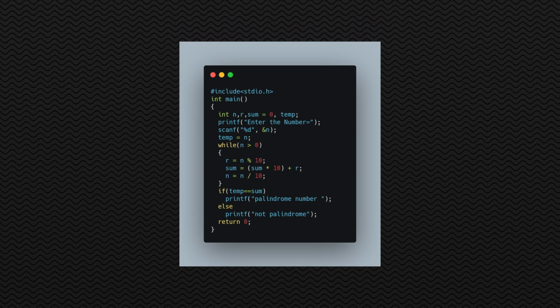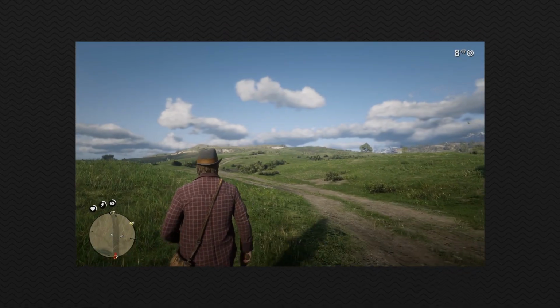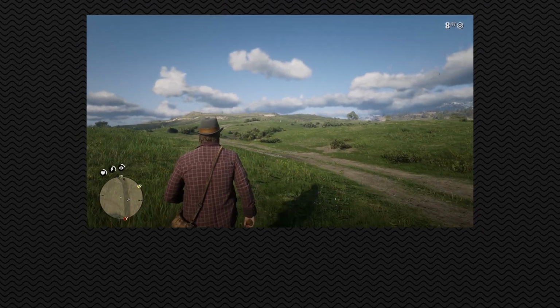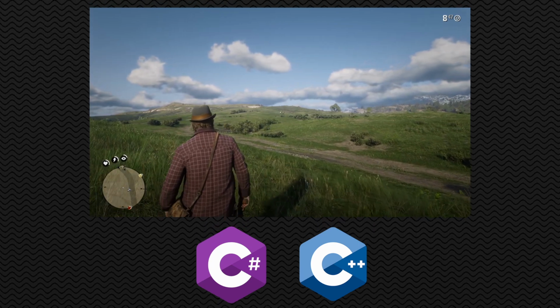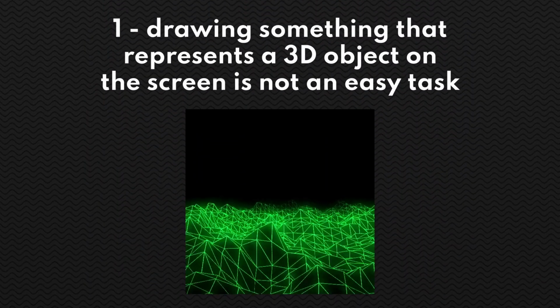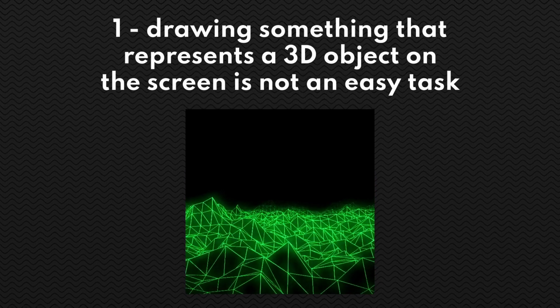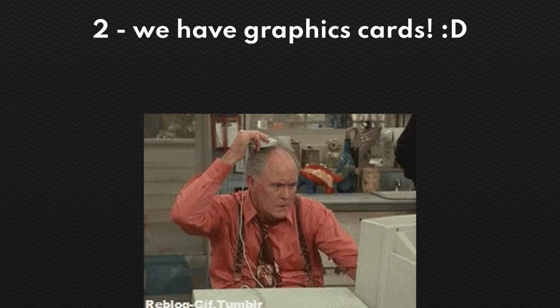The C language is essential for us to understand how games work. Nowadays, many games are still written in C or in variations and inspirations of C, like C++ and C#. But that's not the reason for us to focus on this language. To understand why, we need to accept two things for now. The first thing is that drawing something that represents a 3D object on the screen is not an easy task, and the second thing is that we have graphic cards that help us with this task.